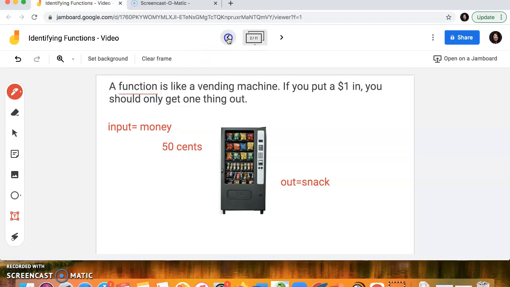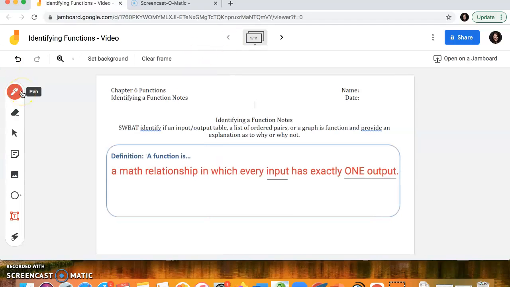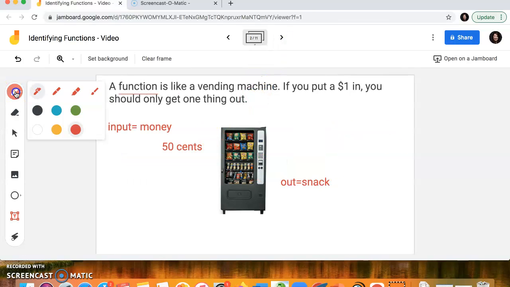Because remember, a function means that for every input, it has exactly one output. So when you put in money, you should be getting out only one thing if a vending machine works the way it's supposed to work.